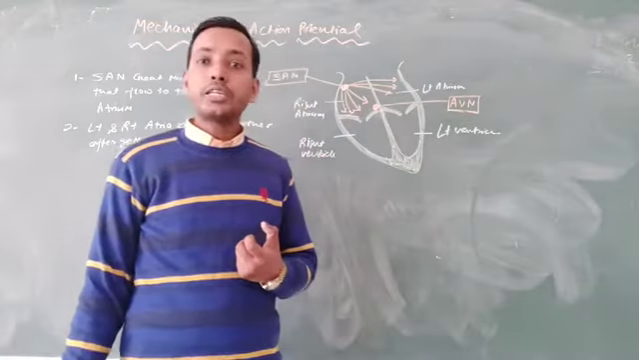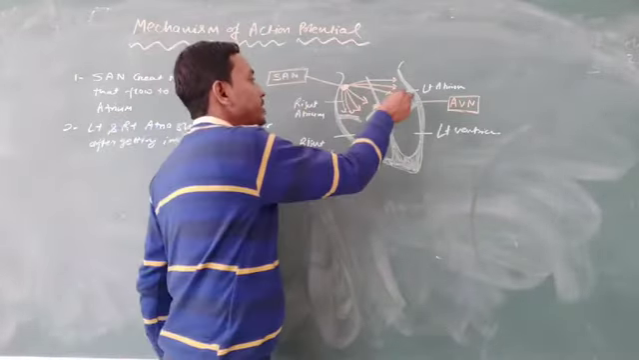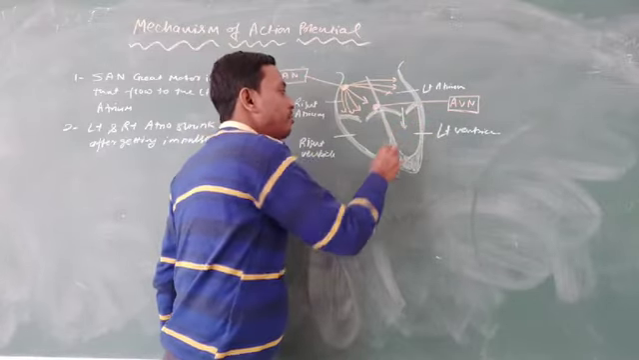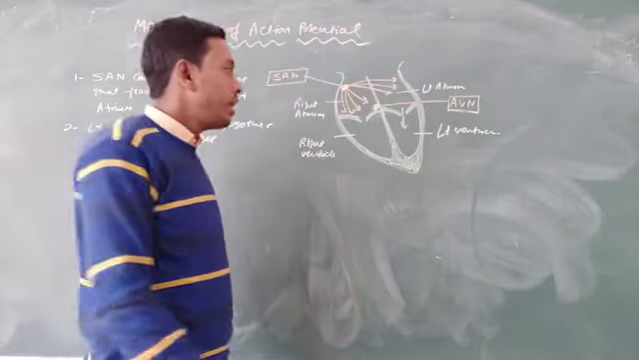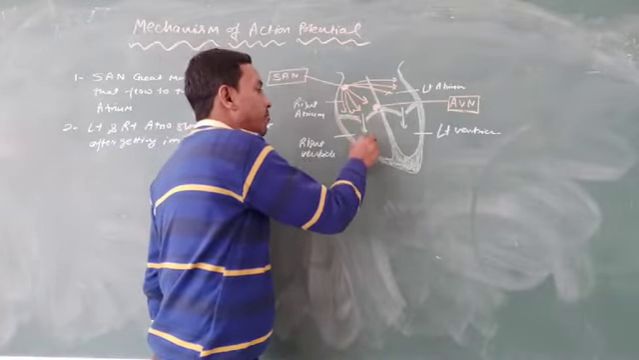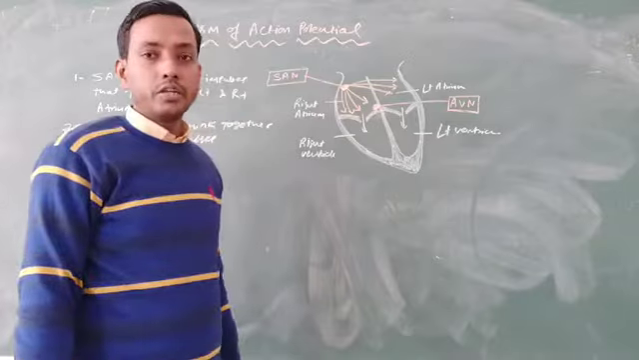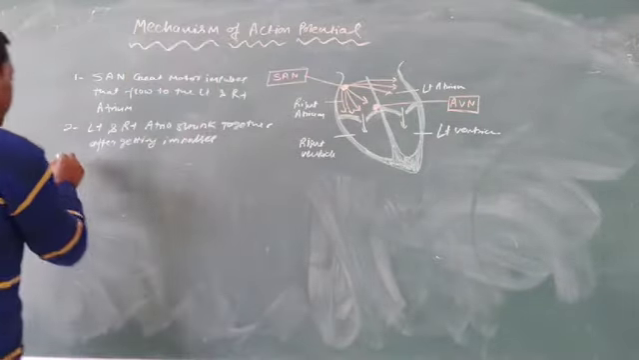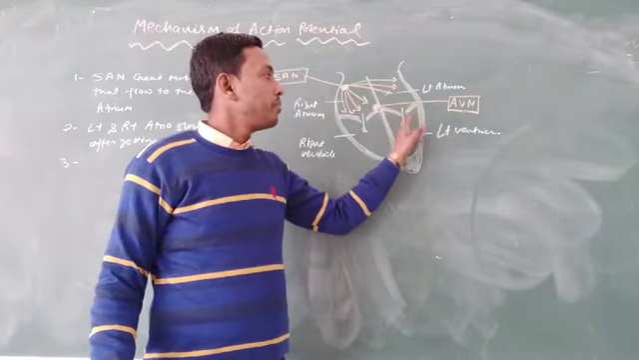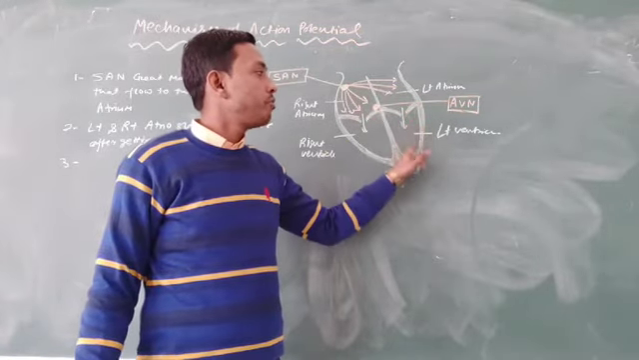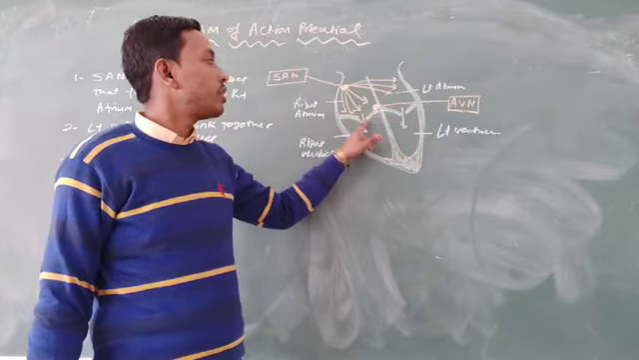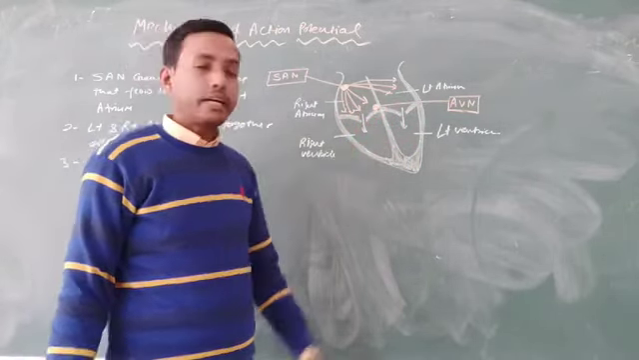What happens after shrinking? The blood filled inside the left atrium flows through the bicuspid valve to the left ventricle, and the blood filled in the right atrium flows through the tricuspid valve to the right ventricle. So this should be your third point: blood from the left atrium flows through the bicuspid valve to the left ventricle, and blood from the right atrium flows through the tricuspid valve to the right ventricle.